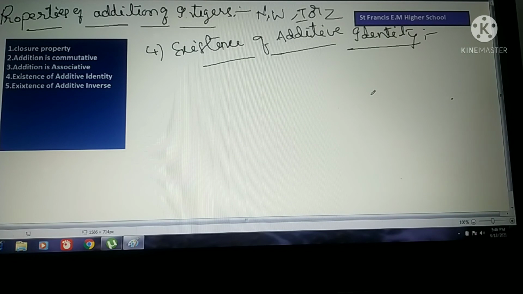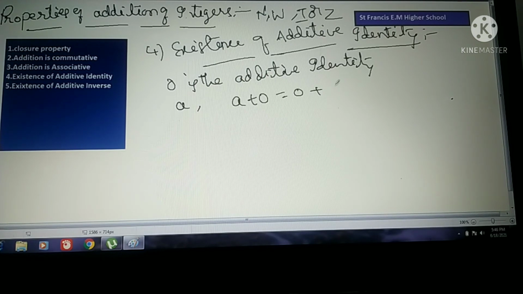Now the next one, existence of additive identity. Here 0 is the additive identity. Why? Because if you add 0 to any number, you will get that number only. For every integer a, a plus 0 equal to 0 plus a equal to a only. You will get that integer only, irrespective of the sign.